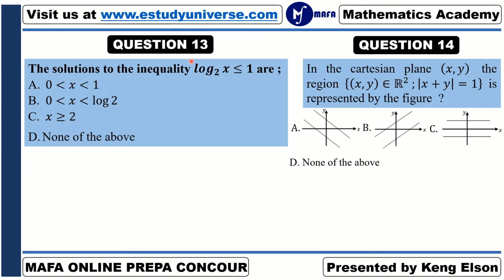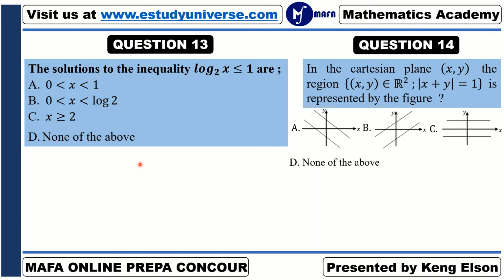All right, question 13. The solutions of the inequality logarithm to the base 2 of x less than or equal to 1 are: option A, 0 is less than x less than 1. Option B, 0 is less than x less than log 2. Option C, x is greater or equal to 2. And option D, none of the above.